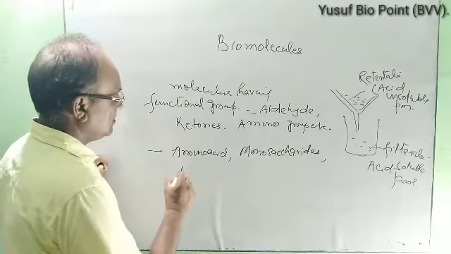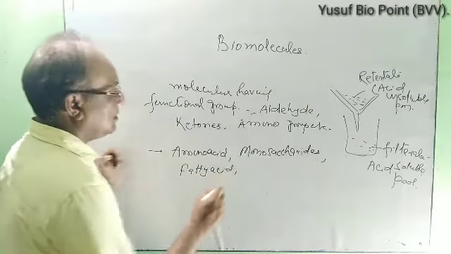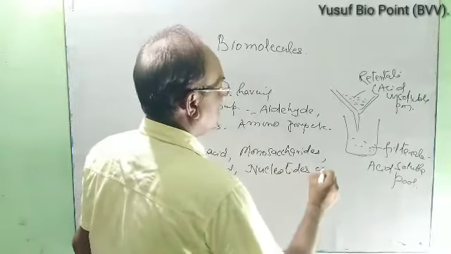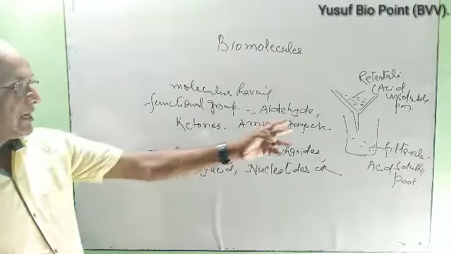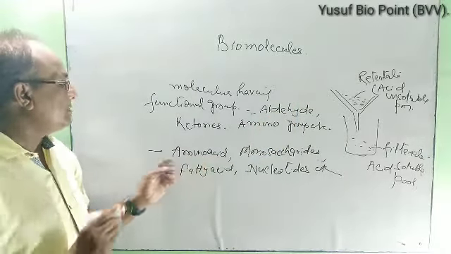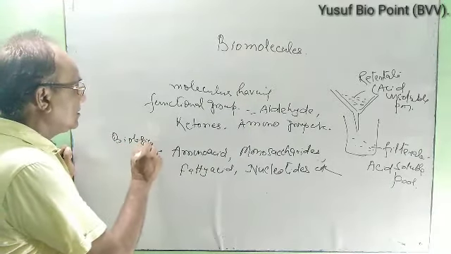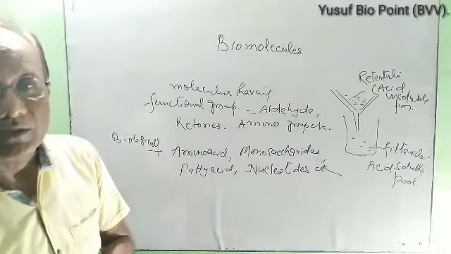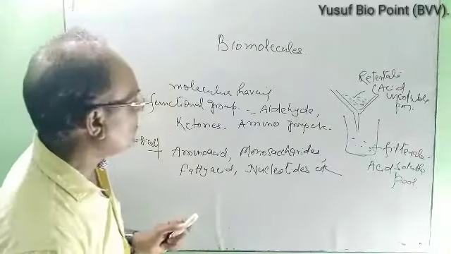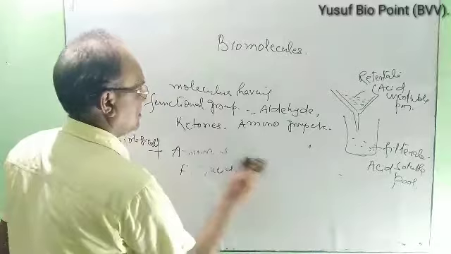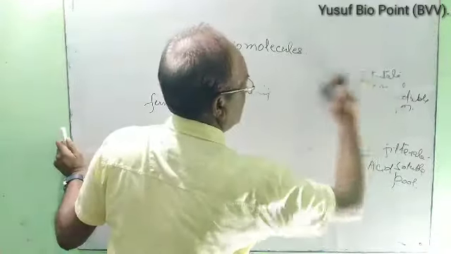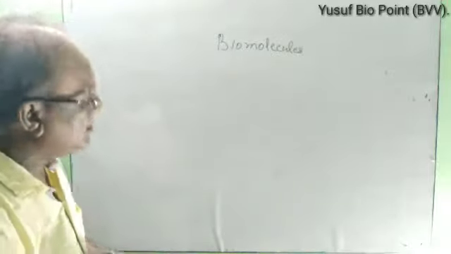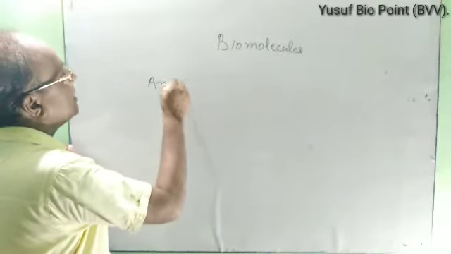monosaccharides, fatty acids, nucleotides, etc. Chemically they have such groups, but biologically they are biological compounds, that is amino acids, monosaccharides, fatty acids and nucleotides. Such type of compounds we get. Now you see what amino acids are.